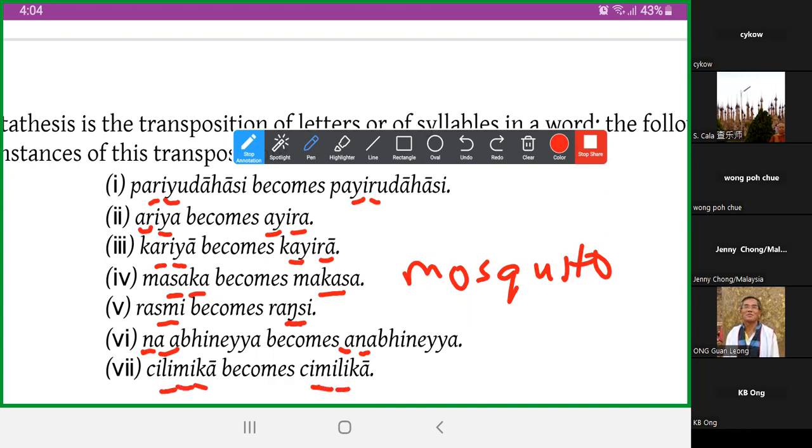Then the Kilimika. So the M and L. What is Kilimika? Let me check this. Kilimika is a pillowcase. So this is called metathesis, transposition of letters or syllables. It seems to happen a lot with the R sound. This is to do with the R sound here. So this is just some of the grammar that you learn.